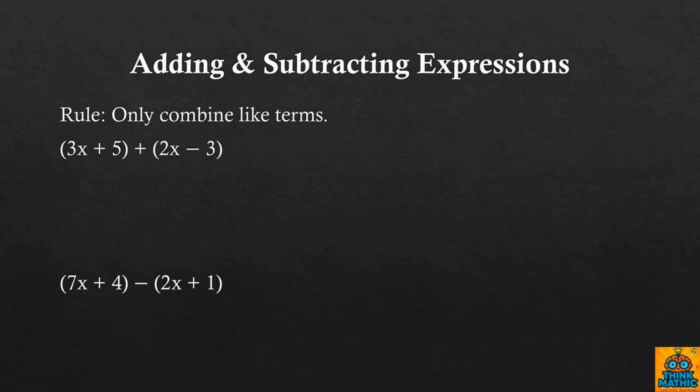Now let's learn how to add and subtract an expression. The rule is to only combine the like terms. Let's try to solve this question. For example, 3x plus 5 is added to 2x minus 3. The first step is to always open the bracket. It will become 3x plus 5. Since we have a plus sign outside, it will become plus 2x, and plus and minus 3 will become minus 3.